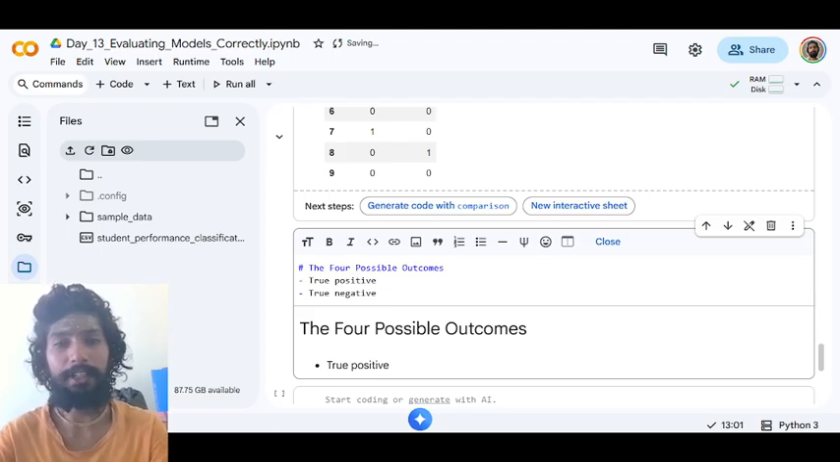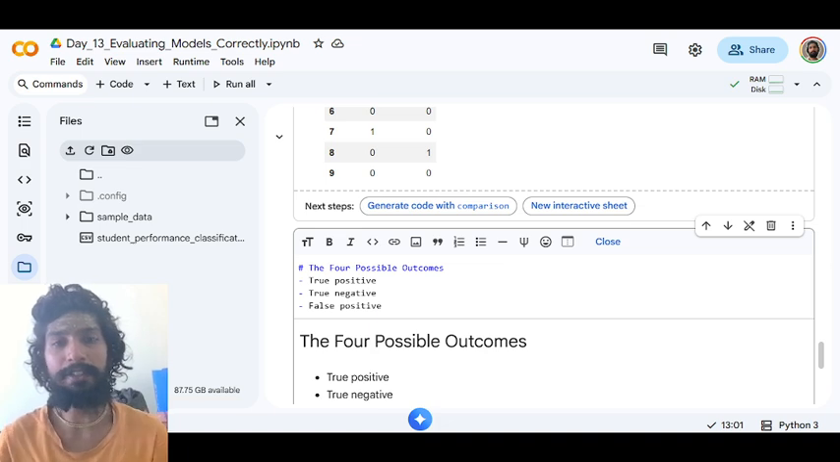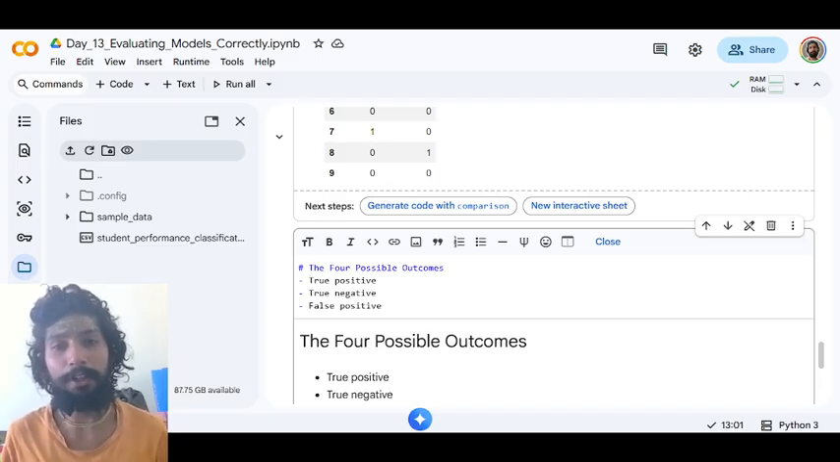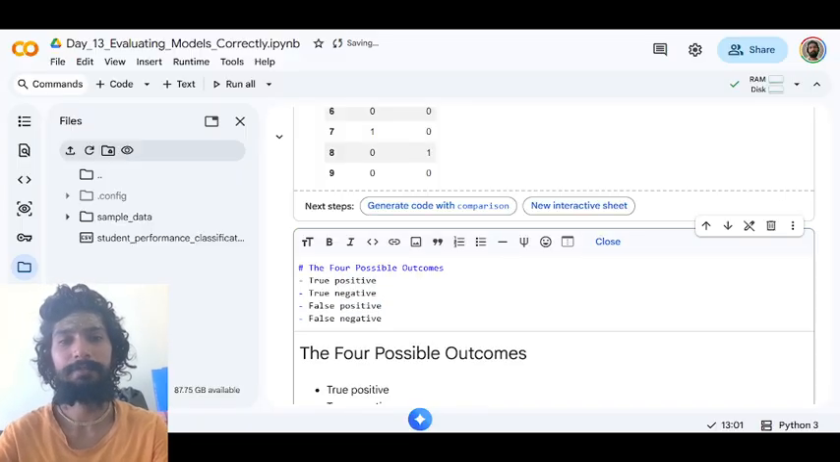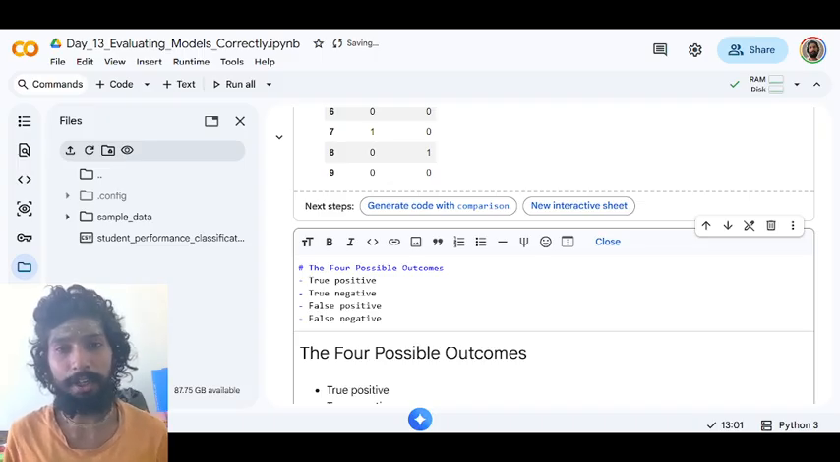Third is the false positive. The model predicts that a student is at risk, but the student is actually not at risk. This is called a false positive. The model has created a false warning. Fourth is a false negative. The model predicts that a student is not at risk, but the student is actually at risk. This is called a false negative. The model has missed a student who may need help.